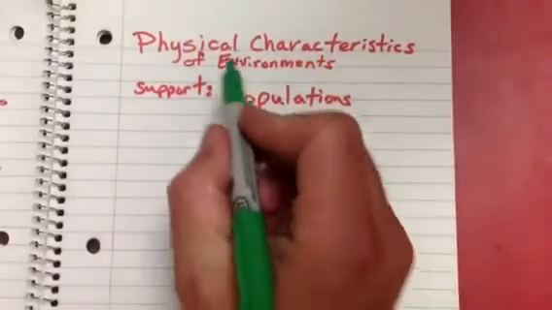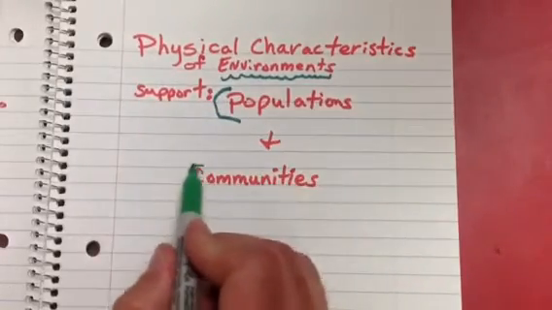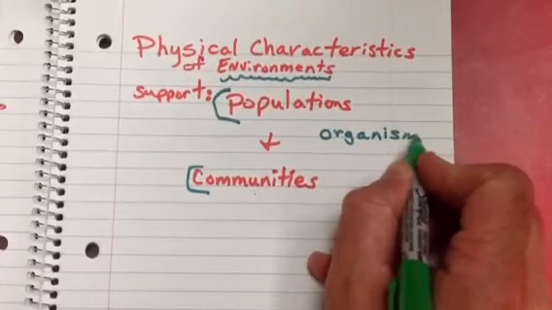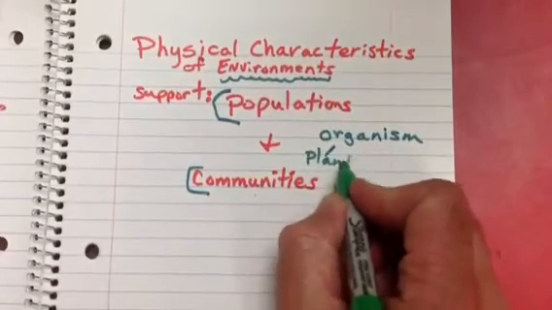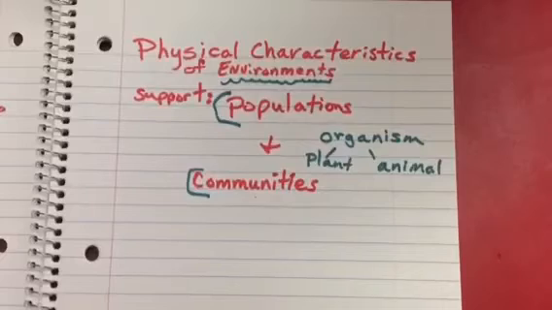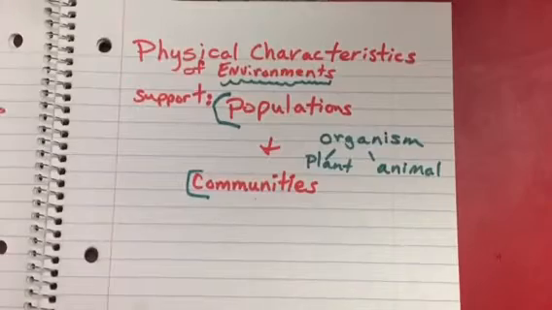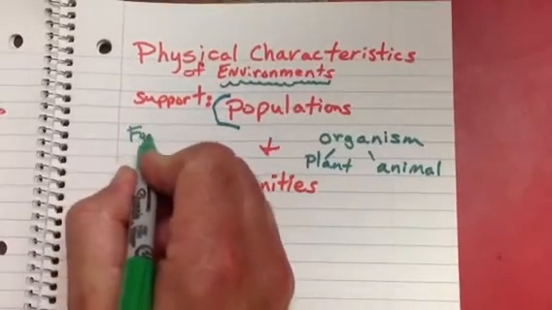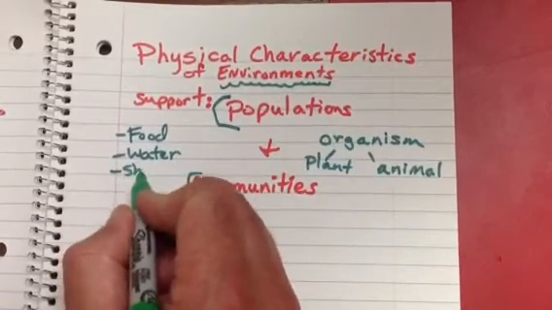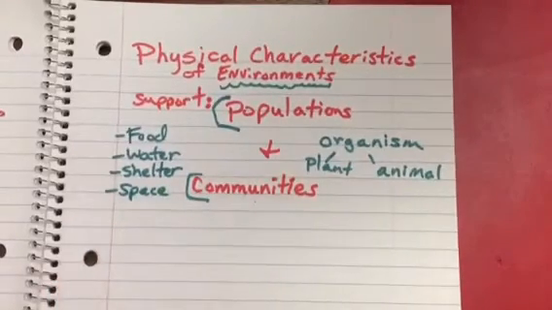Physical characteristics of the environments that support the population and the communities. First, we learned about organisms. An organism is either a plant or an animal. All organisms have basic needs, and they get these needs from their environment, the area that they live in. The organisms need food, they need water, many of them need shelter, and everybody likes a little space for themselves.